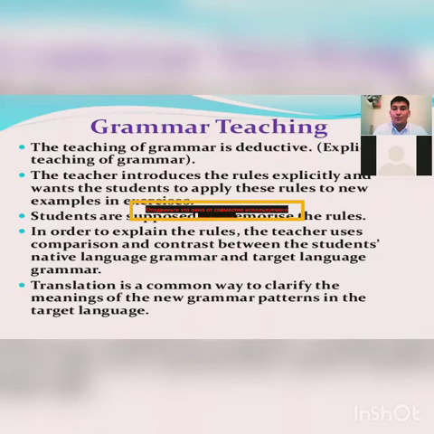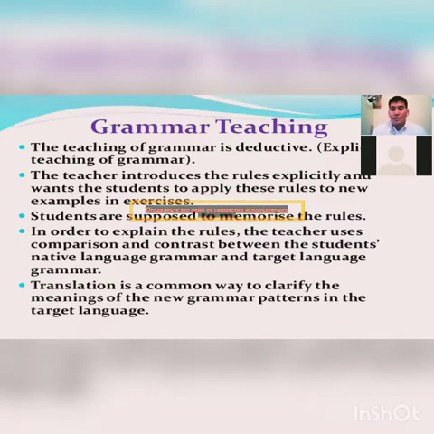We are going to come to these points here. So the grammar translation method, what kind of features does it have? The first one: the teaching of grammar is deductive, explicit teaching of grammar. What does deductive mean? Deductive means that the teacher introduces the rules, and then students give examples of these rules. They learn these rules by heart, and then they find examples according to these rules.